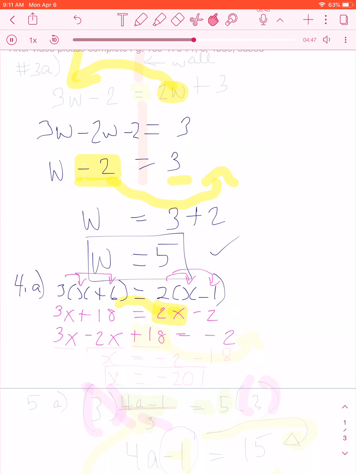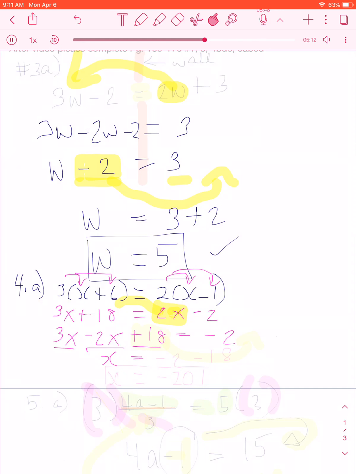So notice I did collect like terms when I crossed over that 2x, and I just put it right beside 3x, but I didn't change any of the signs for the other terms. So positive 3x still remains, positive 18 still remains. The only thing that has changed is that 2x on the right side is now a minus 2x. So once I collect those like terms, 3x minus 2x is just x.